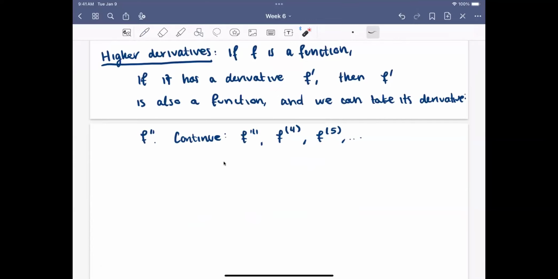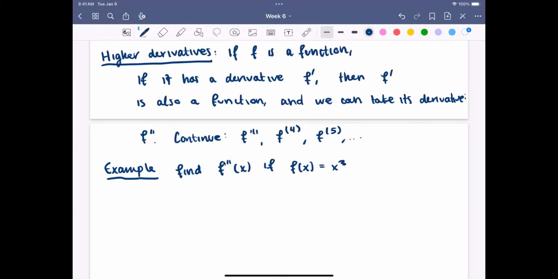So let's compute an example of this. We'll find f double prime of x if f of x is x cubed minus x. Okay, so we already know from the example at the beginning of class that f prime of x is equal to 3x squared minus 1.